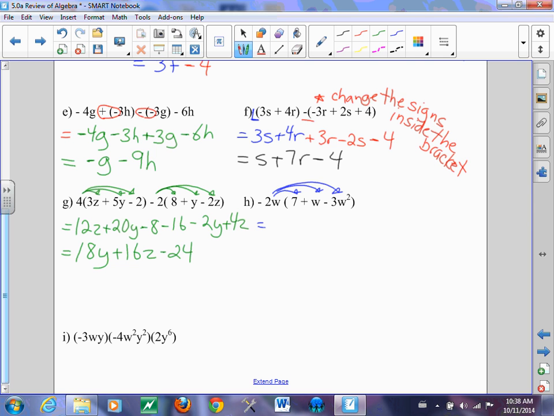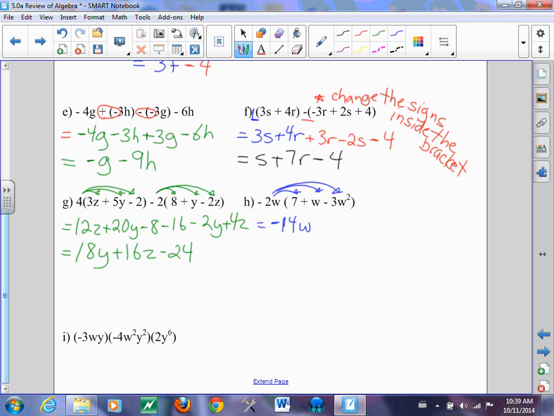So take this, let's do the first one together. The sign is going to be negative times the positive is a negative. Now take a look at the coefficients or the numbers. 2 times 7 is 14. And just multiply your variables, which is w, because w times no variable is just w.